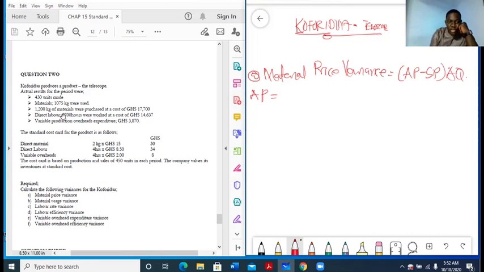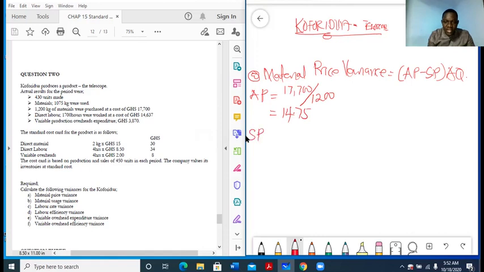Here the actual resource was given and the standard is down. So to get our actual price, we have to look at the total cost of material purchased. 1,200 kg of materials were purchased at a cost of 17,700. So the actual price is the total cost of materials purchased, 17,700, divided by the quantity purchased, 1,200. That gives us 14.75. So that's our actual price.